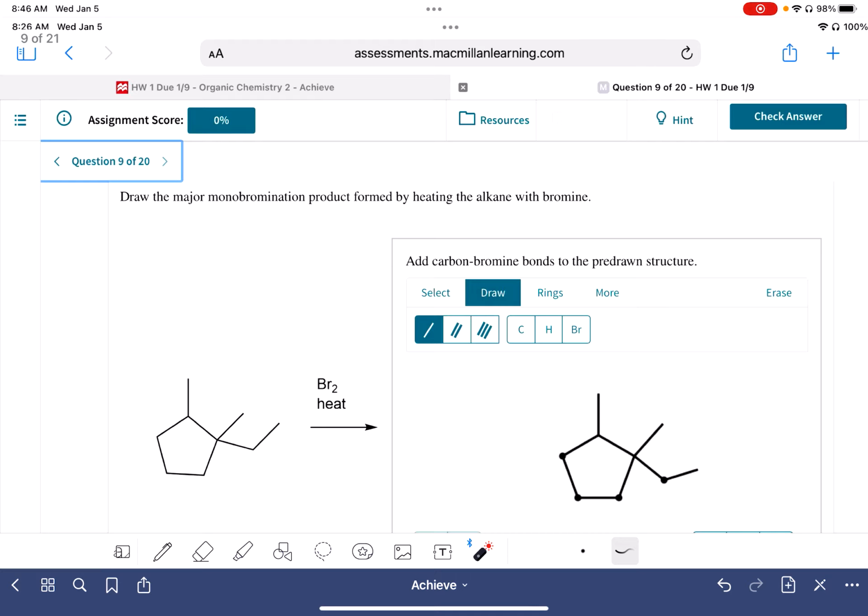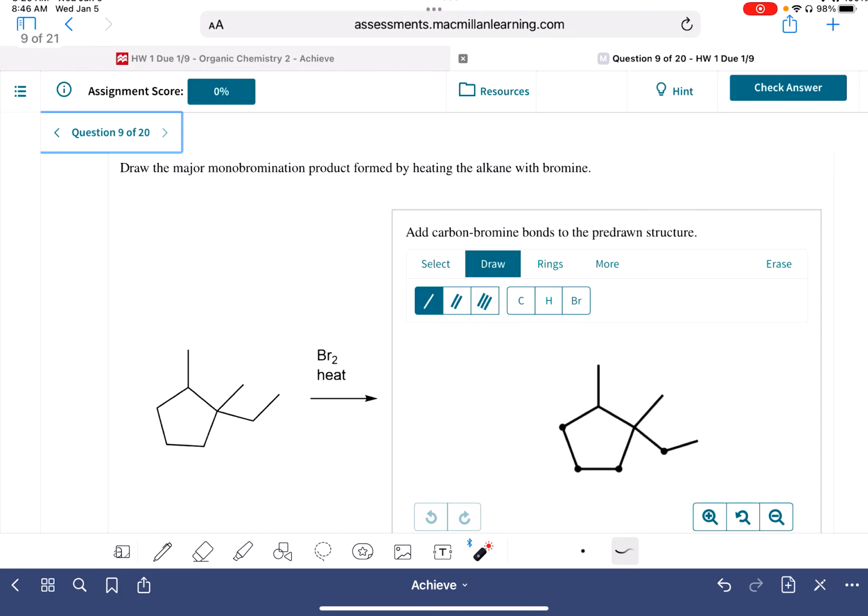Over here, it's asking you to draw the major monobromination product. So looking at what you know about the bromination reaction, heat is an initiator for the bromination radical reaction. So all you have to do is just put the bromine in the correct spot. It's pre-drawn. All that you're doing is adding a bromine. That's all you have to do. Put it in the right spot.